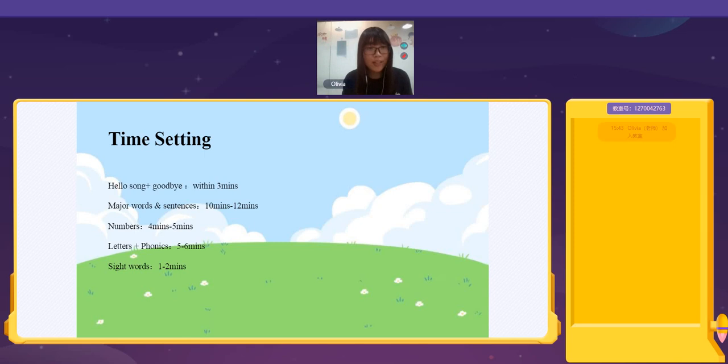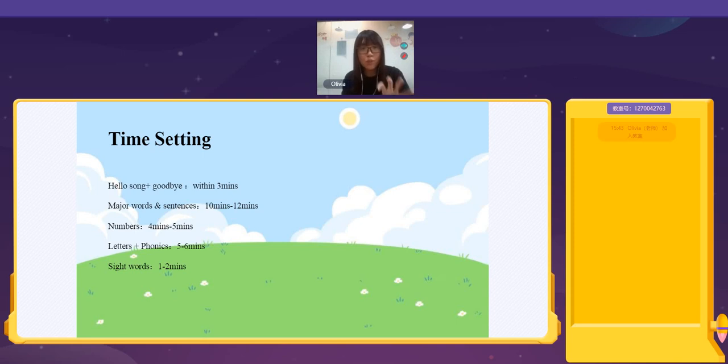The numbers part is 4 minutes to 5 minutes. After numbers, we have letters and phonics, and the letters part should just take 5 minutes to 6 minutes. And the last one is set words. Sometimes we have set words in these teaching materials, and sometimes they don't exist in the teaching materials.